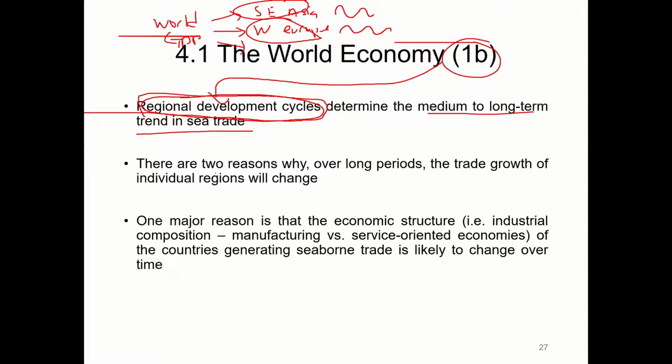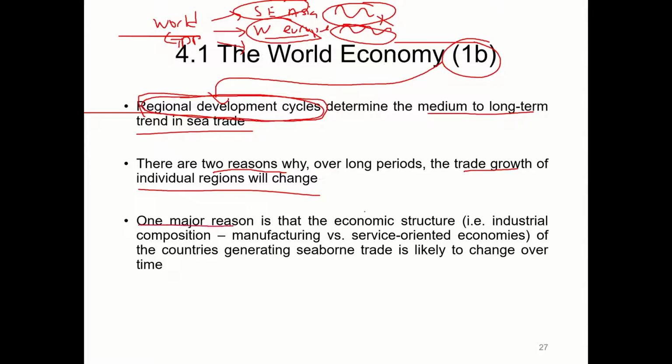And it is these regional development cycles that affect the medium to long-term trend in sea trades. Okay, so there are two reasons why over long periods the trade growth of individual regions will change, which means the economic cycle of Southeast Asia will be different from the economic cycle of Western Europe.